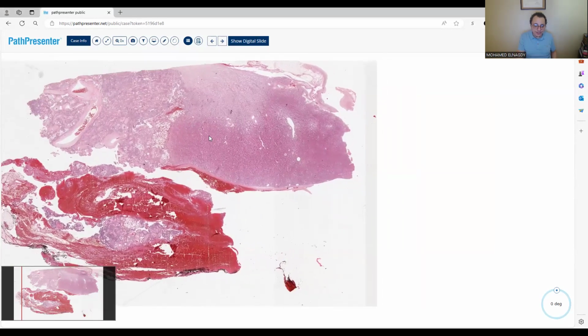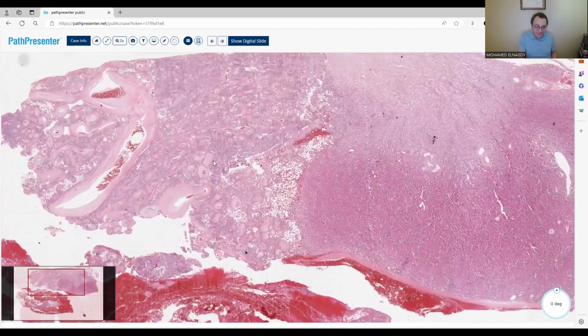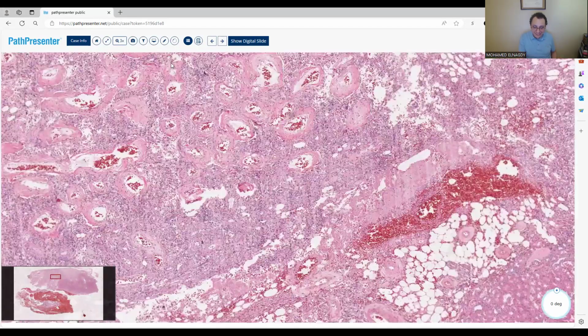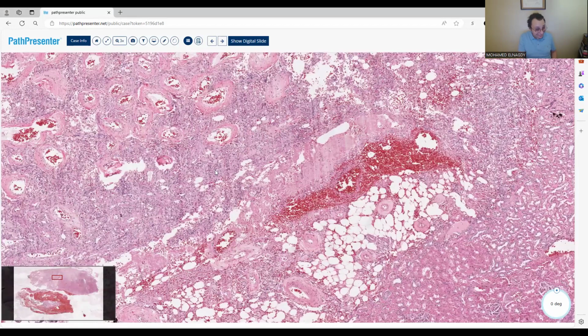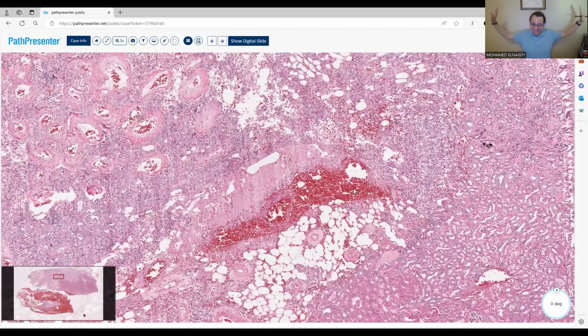Which one do you suspect is the tumor? A, which is this, or B, or C? Maybe B. B, this one, you mean? Yeah. Let's go high power and see. It's getting really obvious now, huh? Yeah. I will stop here. Okay, I'm done.